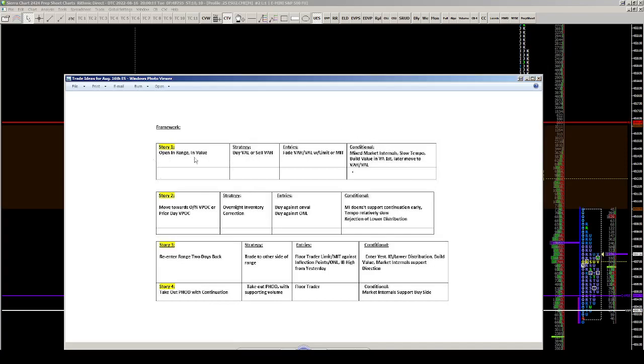Because we could have opened in range, in value, expecting to buy the value area low or sell the value area high, but this thing was just raging. It just rocketed up, like it just exploded to the upside. Well, we don't want to sell the value area high like that. We'd want it to come off of that, and we want to see it slow down up there, if we're thinking about selling it, and watch our risk and everything.